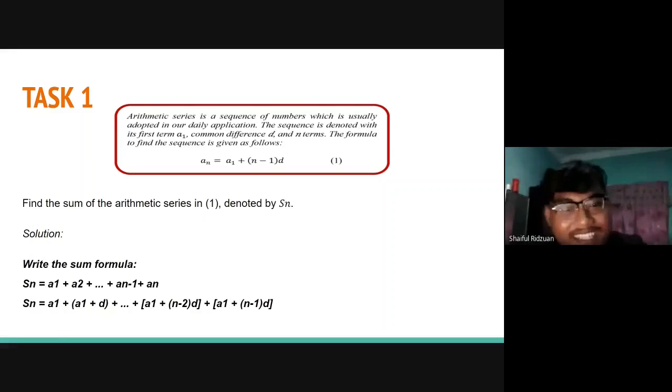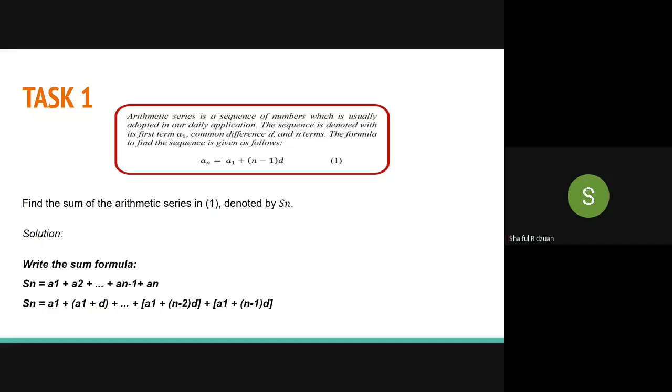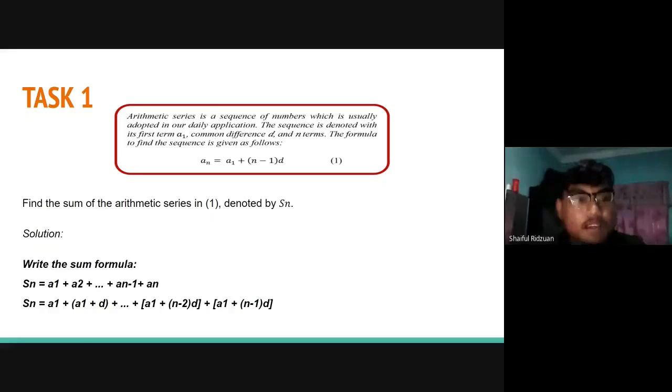An arithmetic series is a sequence of numbers which is usually adopted in our daily application. The sequence is denoted with its first term A1, common difference D, and n terms. The formula to find the sequence is given as follows: an equals A1 plus (n minus 1)D.